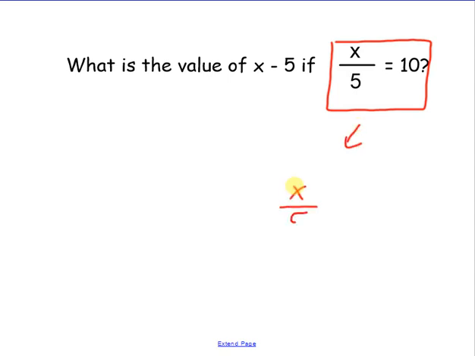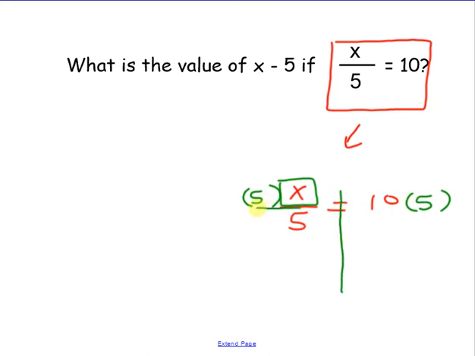X over 5 equals 10. Put a box around the variable. What's attached to it? A 5 by division, because there's a division bar. What's the opposite of division? Multiplication. So you multiply times 5, but you do it to both sides because that's the golden rule.